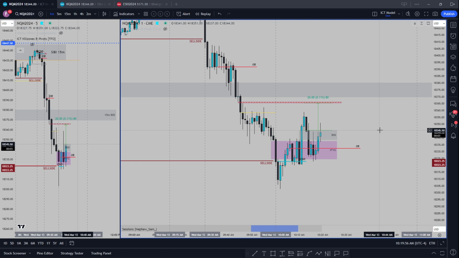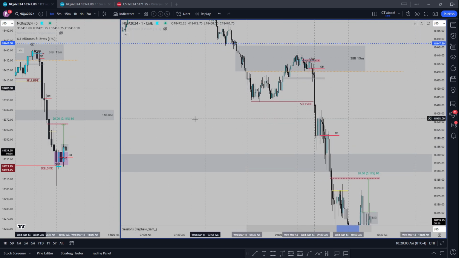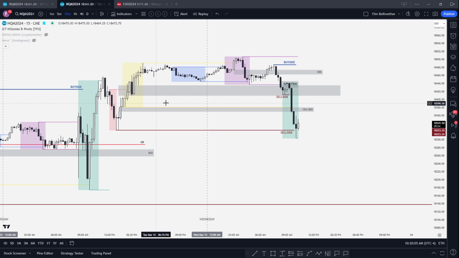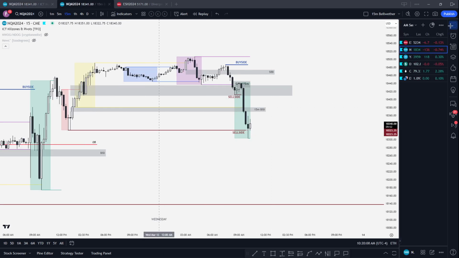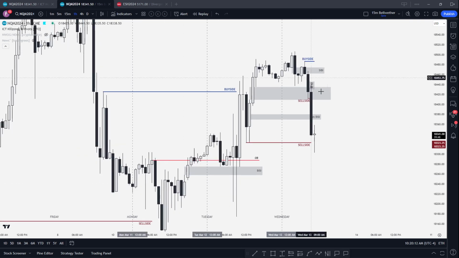Hey Flux, could you do a quick run through all the sells you took earlier again? Yeah, no problem. It'll be recorded on the live stream, so you can go back and watch the full in-depth explanation. But quick run through is hourly drawn liquidity to the sell side, just using market structure and order blocks.